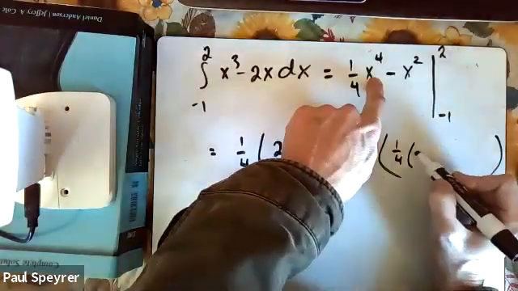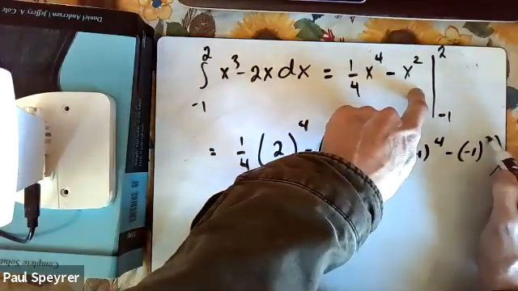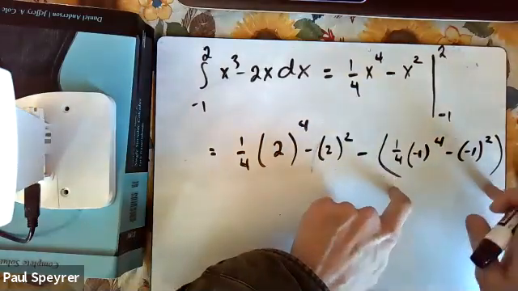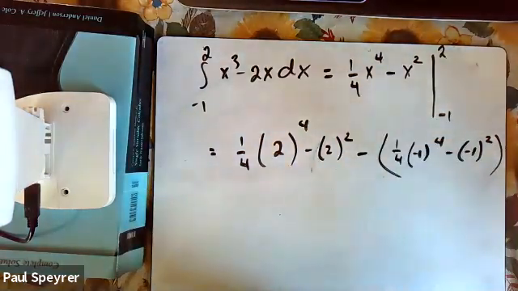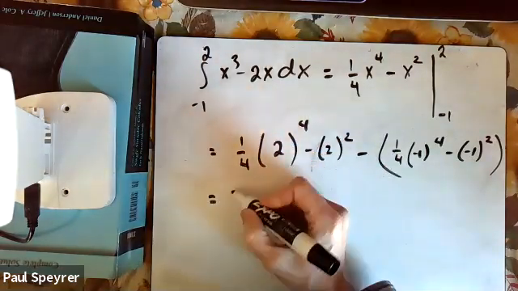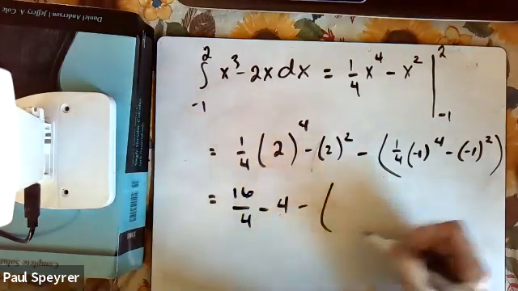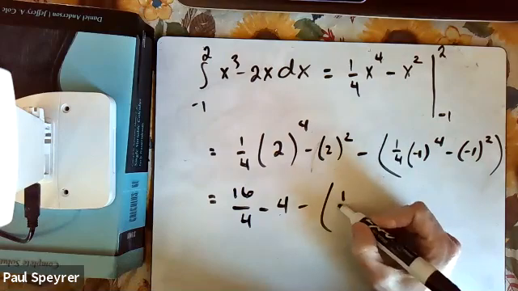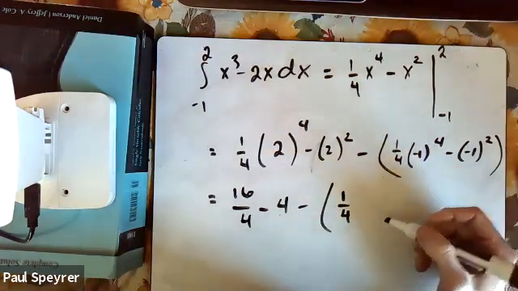This is -1, so -1 to the fourth minus -1 squared. Again, don't forget these parentheses when you subtract that entire bottom limit. So now take your time with evaluating, right? 2 to the fourth, this is 16. This is 16 fourths minus 4 minus. Inside right here, we get 1/4. 1 to the fourth is not 4, right? It's 1. Be careful with that.